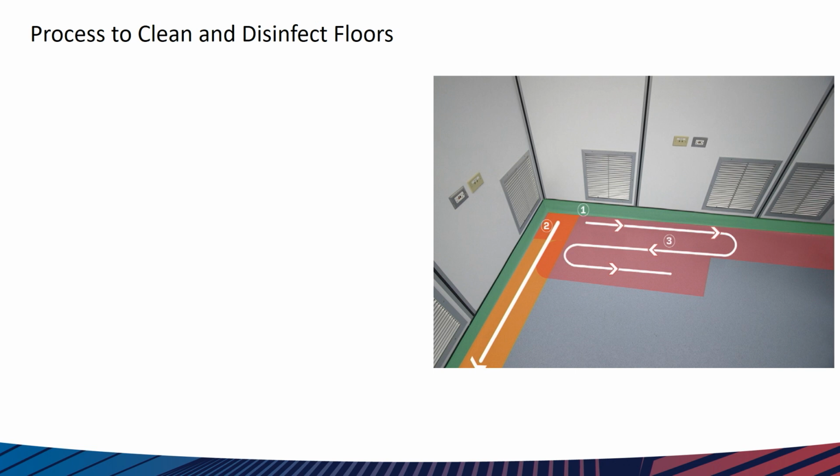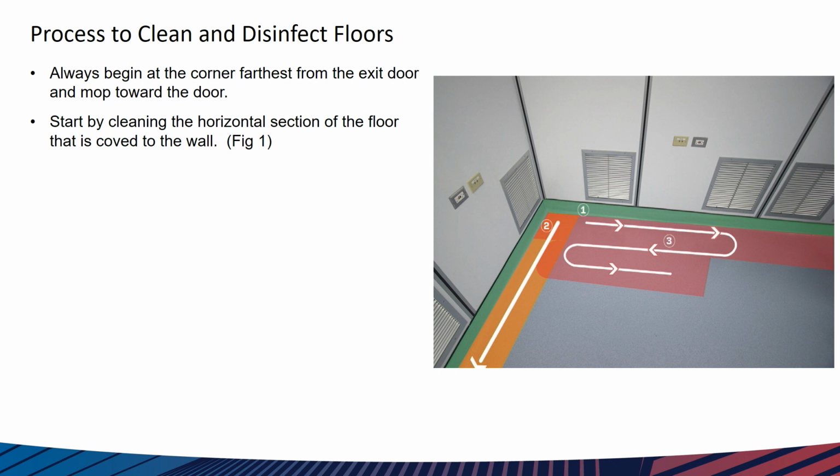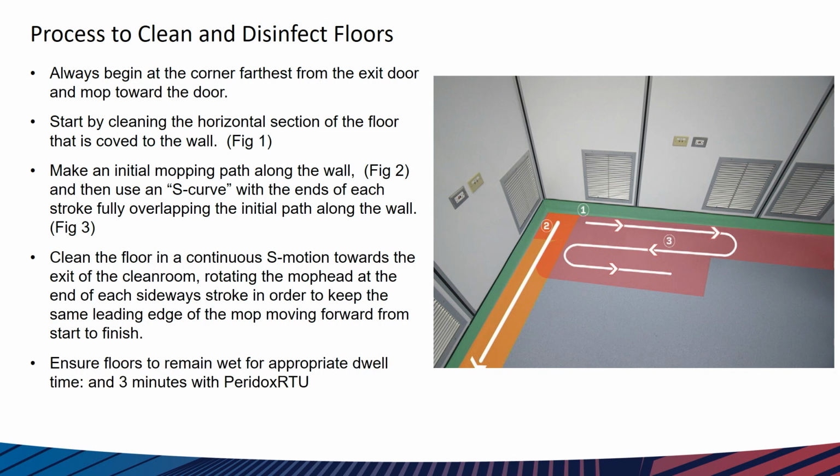So we've been using unidirectional overlapping strokes for cleaning all of our walls and ceilings. But on our floor, I'm going to talk about a little bit of a different scenario, and it's an S motion. So we always want to start at the corner furthest from the exit and clean towards the door. Again, using our cleanest to dirtiest analogy. Start by cleaning the horizontal that is cove to the wall. So we're going to clean that baseboard section first. Then we'll do one long stroke along the outside wall. That's that orange stripe you see along the wall before we begin our S motion, working our way out. Make sure your dwell time is met and allow your floors to dry completely before compounding resumes.